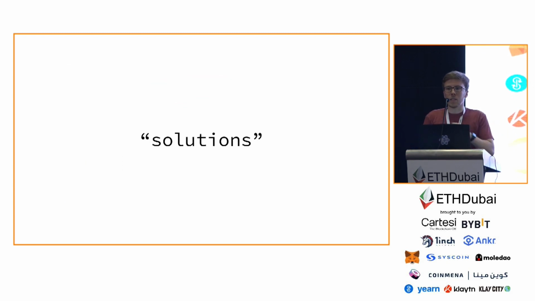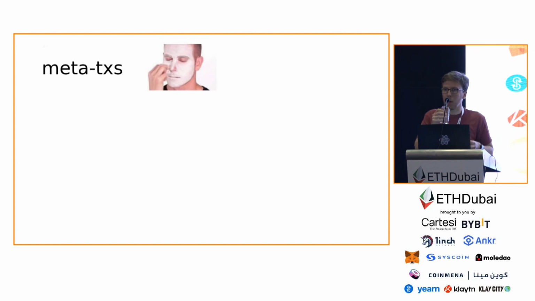So how do we fix this? There have been a couple solutions in the past. The first one that you might have heard of were meta-transactions. Meta-transactions basically is the idea of doing indirect transaction routing where the user basically signs the action instead of directly sending a transaction, and then the contracts they interact with know how to handle these signatures.